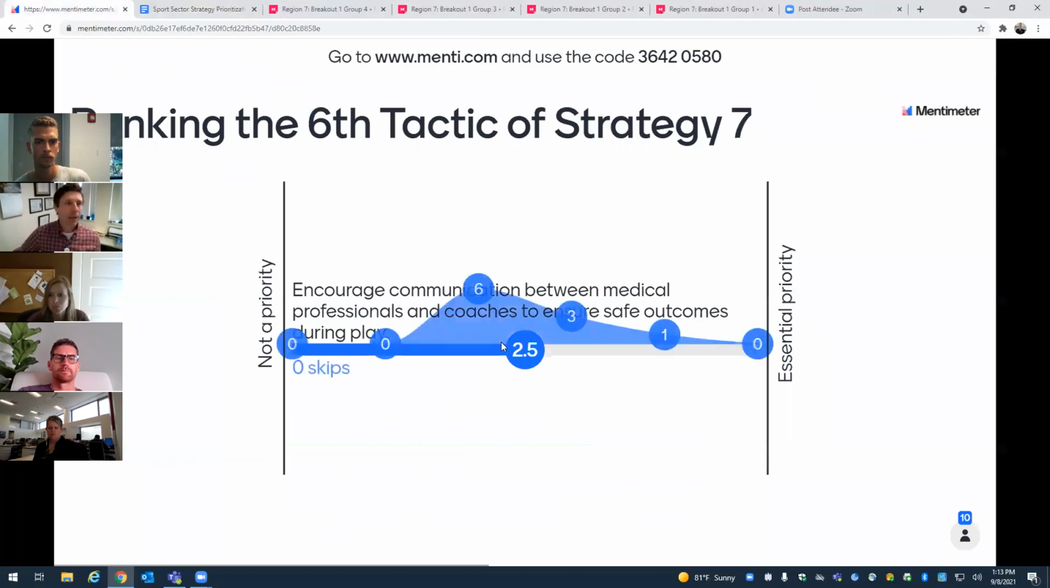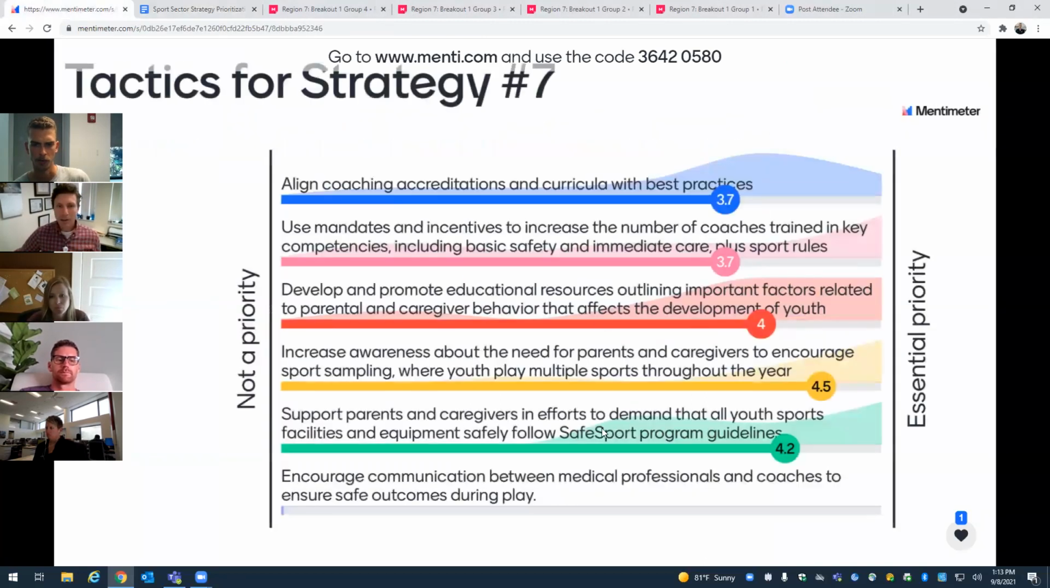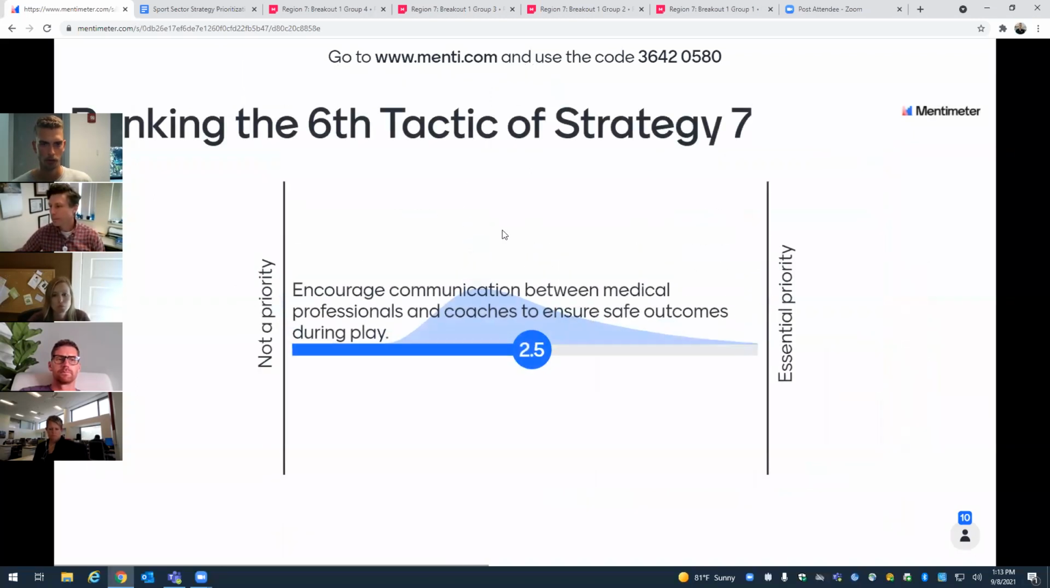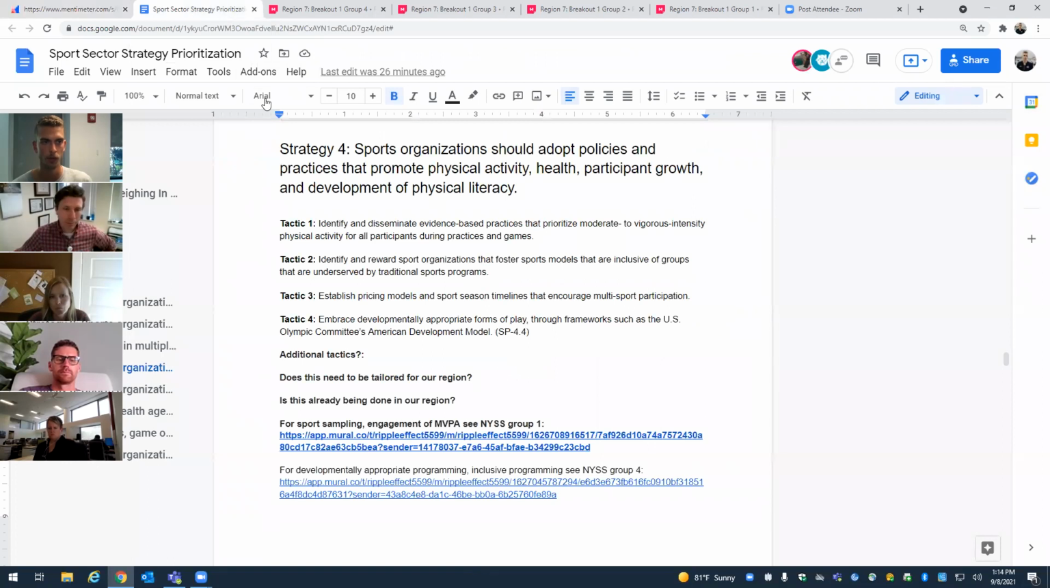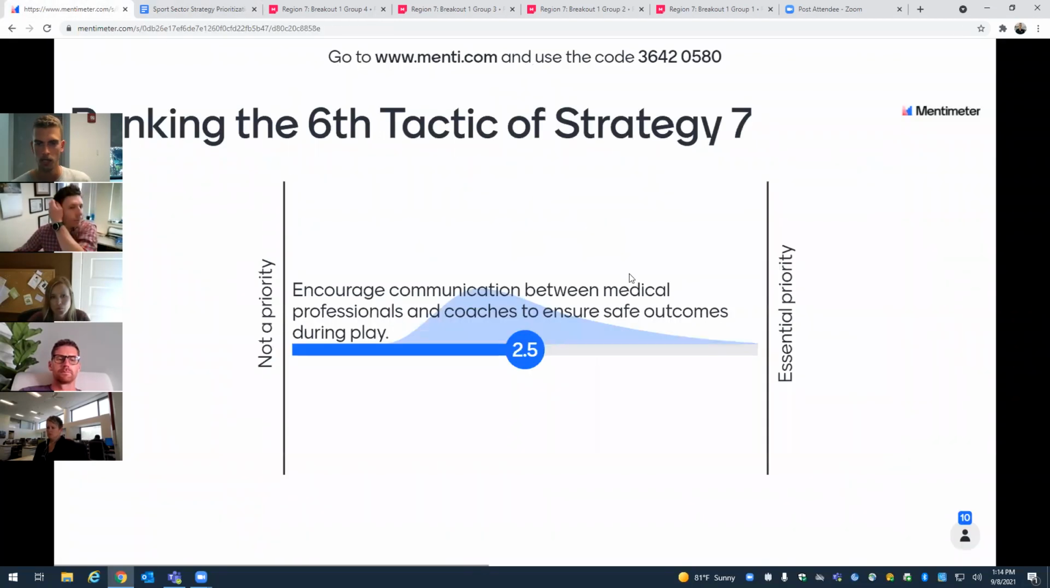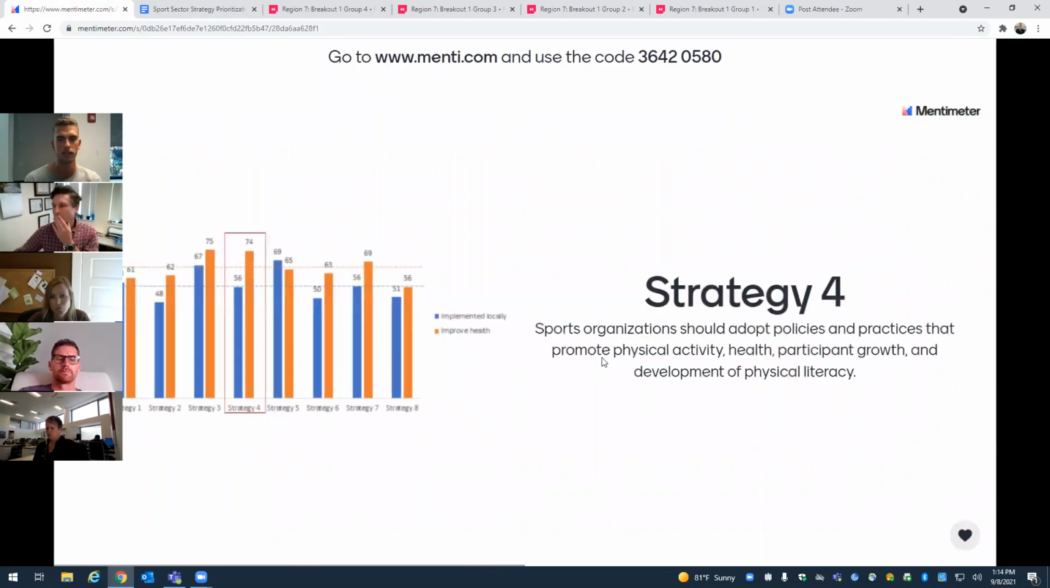So it looked like this. You can compare and see where that fits into our voting last month on this strategy 7, probably the lowest one out of all of those, which makes sense based on the conversation that we had. If you want to review that conversation, feel free. You can go into that Google Doc, go to strategy 7, and then read through those associated tactics and that conversation. So on to strategy 4.